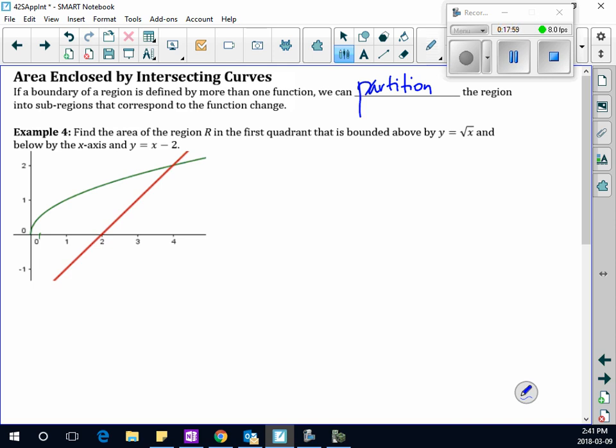So even though, do you see how this is bounded? It's going to intersect, it actually doesn't intersect. So it's saying just this part here. This is what they want. The first quadrant that's bounded above by the square root of x and below by the x-axis and y equals x minus 2. So the problem is, do you see how this is different?